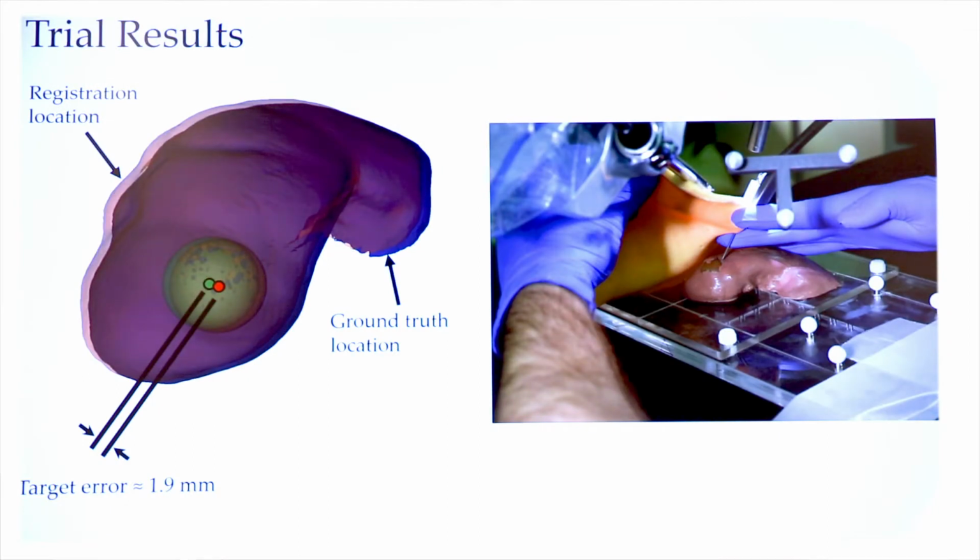And then finally, these are the results of our trials. On the left here, you can see an image of the kidney's location as we measured it, and on top of that, we've overlaid the kidney location as we did during the registration. Our total registration error was around 1.9 millimeters. And then on the left, you can see a photograph. Qualitatively, we did hit the center of that tumor through the fat.